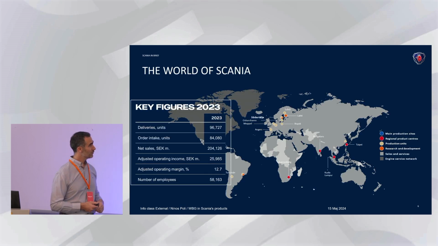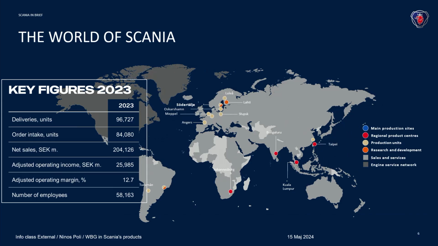So Scania in brief, we have approximately 58,000 employees worldwide. We have several production plants all over the world, for example, in Brazil. But the main production plant and R&D is located in Södertälje, south of Stockholm. And I can mention that last year we had a record year.